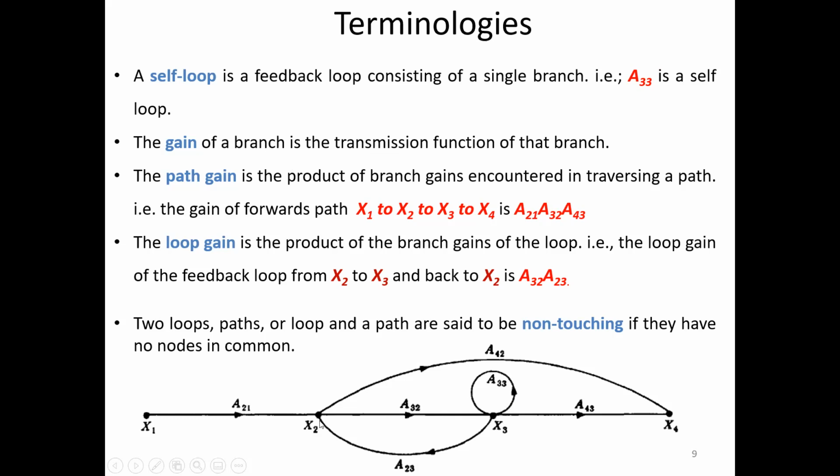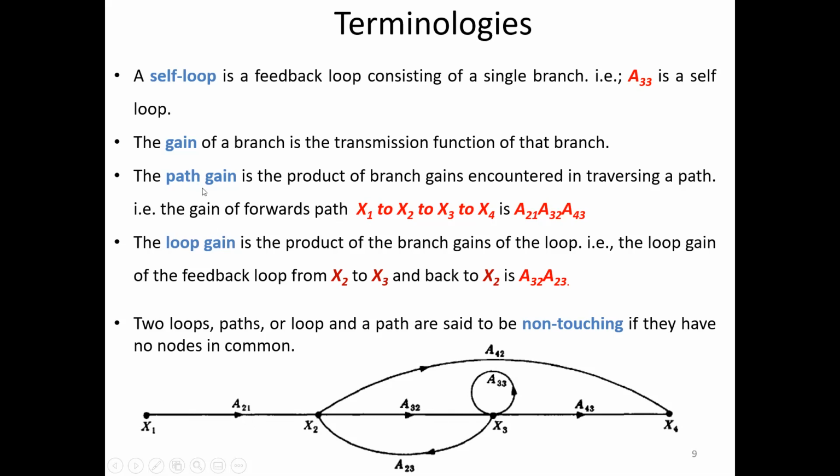That means while a signal is traversing through that branch, it will get the gain of that particular value. Say for example, a signal is originating from x1 and it is traveling in this branch and reaching x2. What we can say is the signal x1 got multiplied by a21. In other words, the signal got the gain of a21 because it has traveled that particular branch. This is what we call the branch transmission, or branch gain.